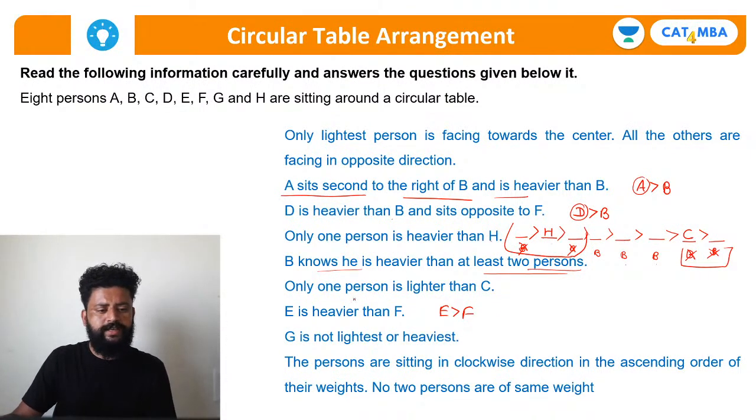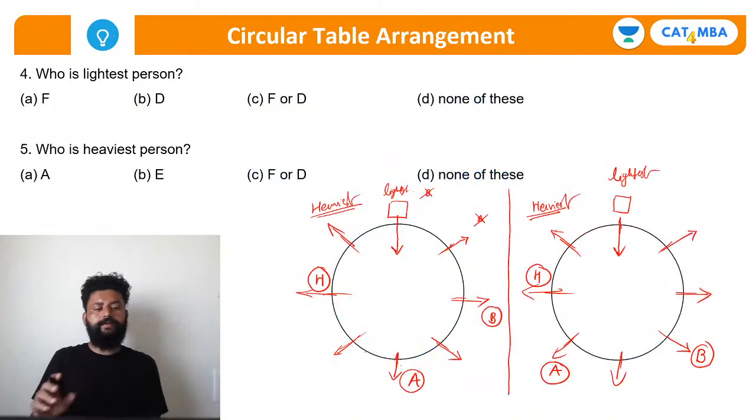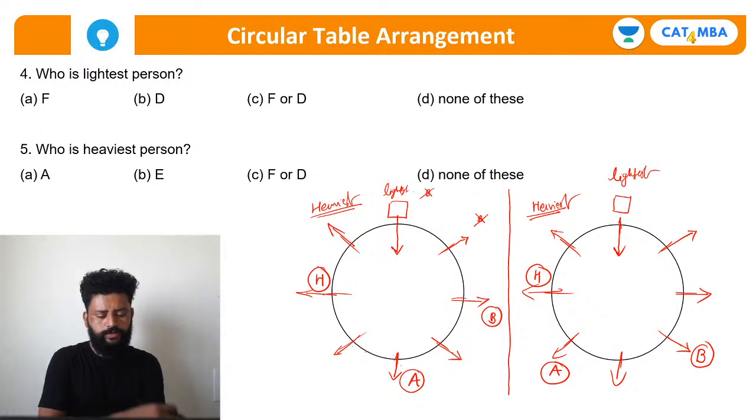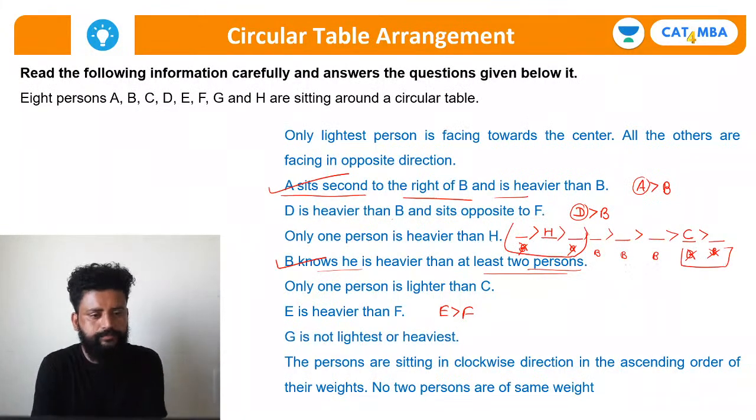Quickly, B knows he's heavier than, that's what we used. Then A sits second to the right of B, this one is used. D is heavier than B and sits opposite to F. Now D is heavier than B. Which pair of opposite persons is left? There are too many, right? We have at least two. In the second case, it is just one case, and in the first case, there are two opposite pairs. Okay, let's do it later.